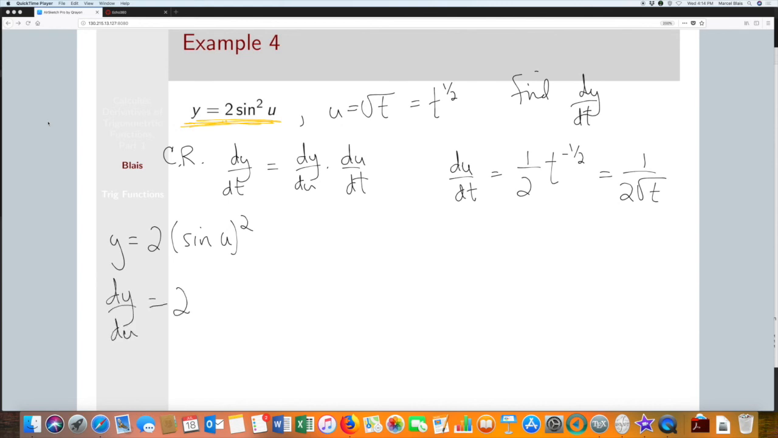So that 2 stays out front. The derivative of the outer function, now, we have the outer function is the square. So we would take 2 out front, leave the inner function alone, and then reduce the power by 1. But then we need to multiply by the derivative of the inside function. Inside function is sine of u, so the derivative of that is cosine of u.